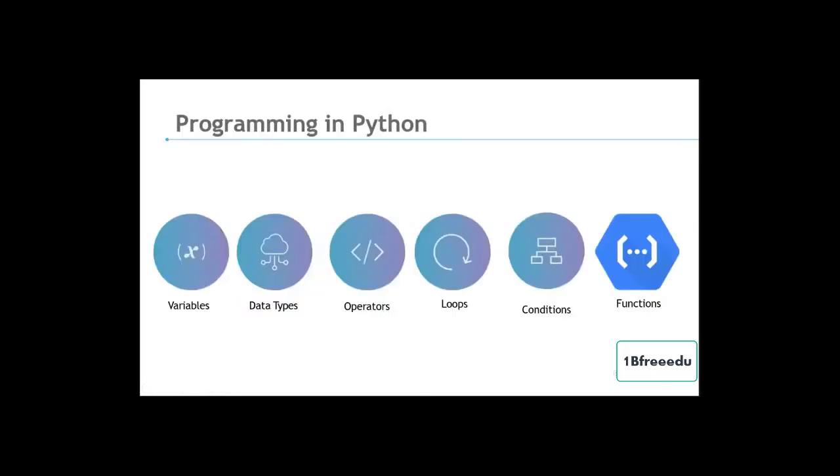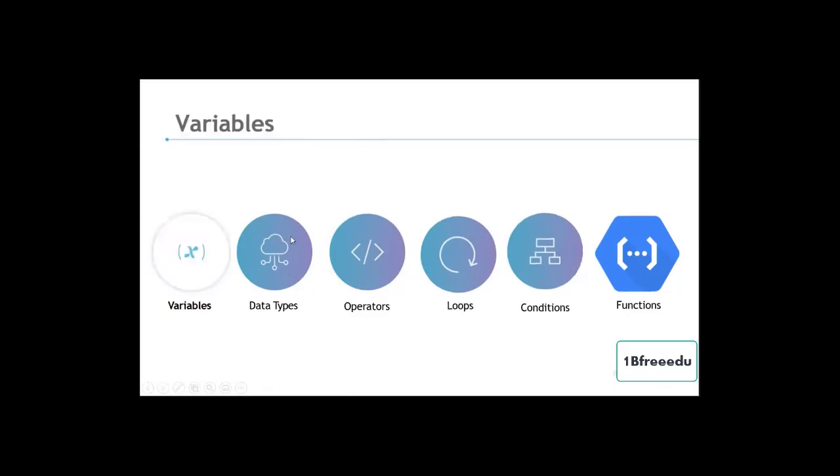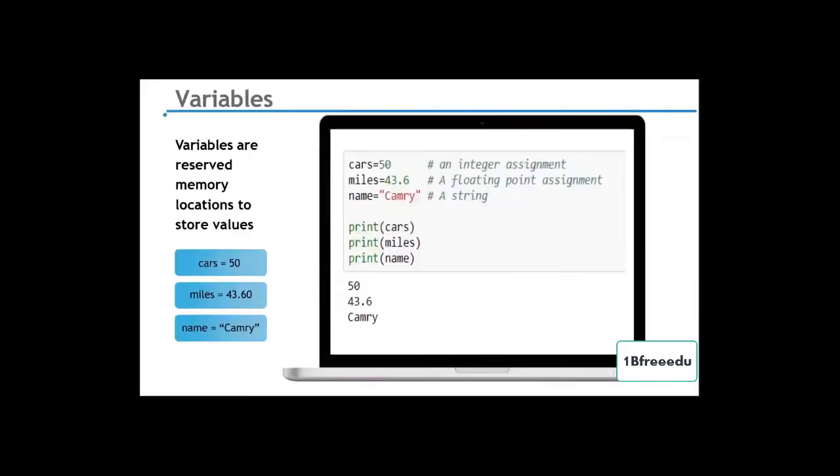Okay, so these are the building blocks, people. We're going to talk about what are variables, different data types, operators, loops, conditions, functions. Let's start with variables. Variables are reserved memory locations to store values. For example, there is a variable named cars. It is storing value 50, miles 43.60, name Camry.